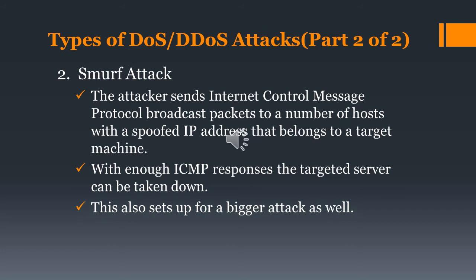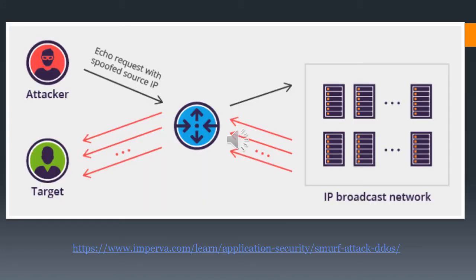This also is used to set up a bigger attack, and with this using multiple machines, this attack is much stronger than the SYN attack because it's using one machine. Here's another picture to help you get a visual idea on how the Smurf attack is being used. You can see the attacker sending echo requests with spoofed source IP to the IP broadcast network, and when the IP broadcast network is responding, it's being sent back towards the target, and with all these servers and machines being used, it's much harder for the target to recover from it and protect against it.